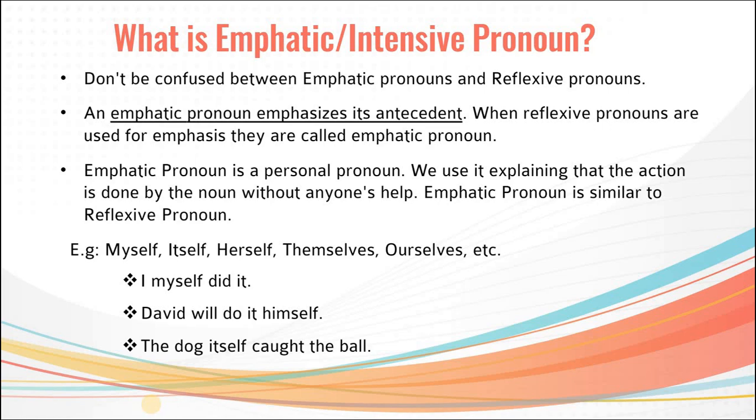David will do it himself. David will take help of no one. David will do the action on his own. The dog itself caught the ball. The dog caught the ball without the help of anybody else. Itself, it caught the ball. So in this sentence, the itself, himself and myself are telling you that the actor of this sentence is the subject itself. Nobody else has helped it.